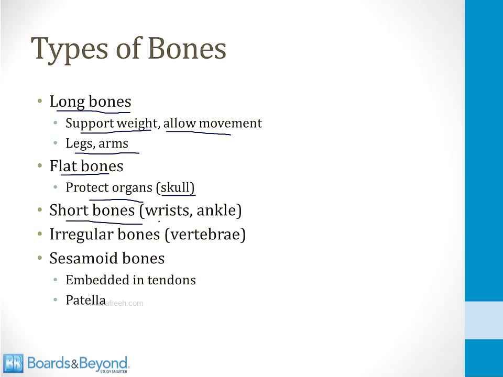Short bones are the bones of the wrists and the ankle, and there are irregular bones, which are bones found in the vertebrae. You may know that the vertebrae have a very unusual and irregular shape. And then finally, sesamoid bones are bones that are embedded in tendons, and the classic example of a sesamoid bone is the patella or the kneecap.